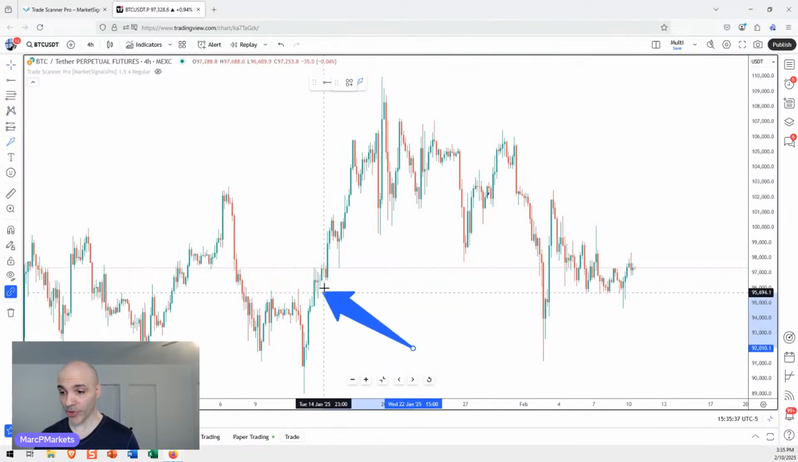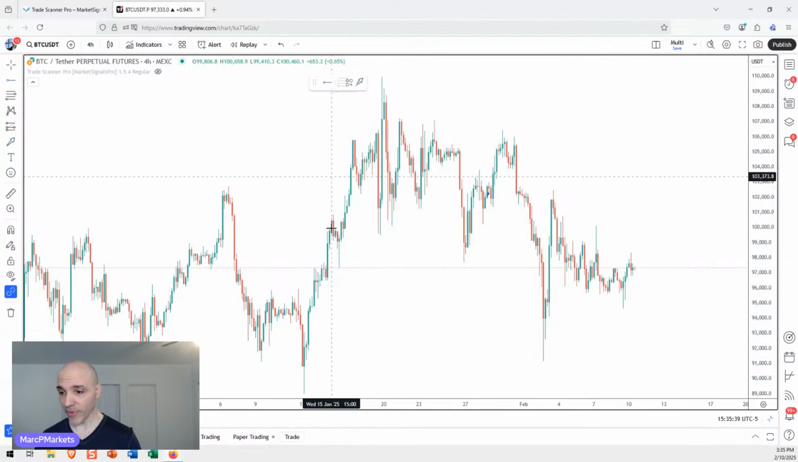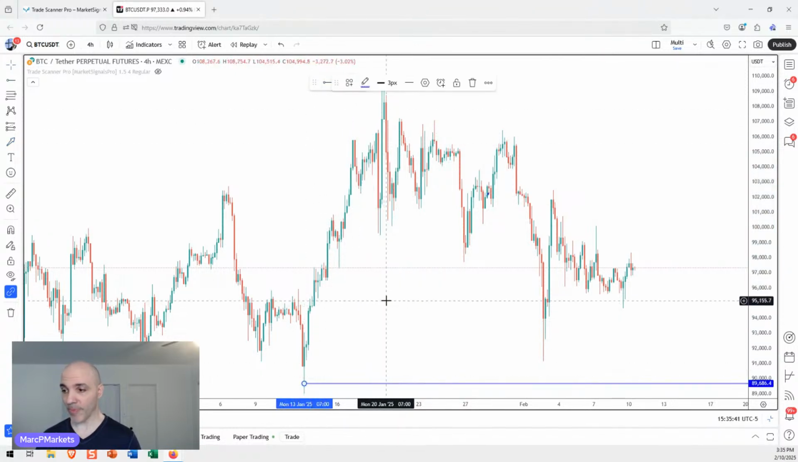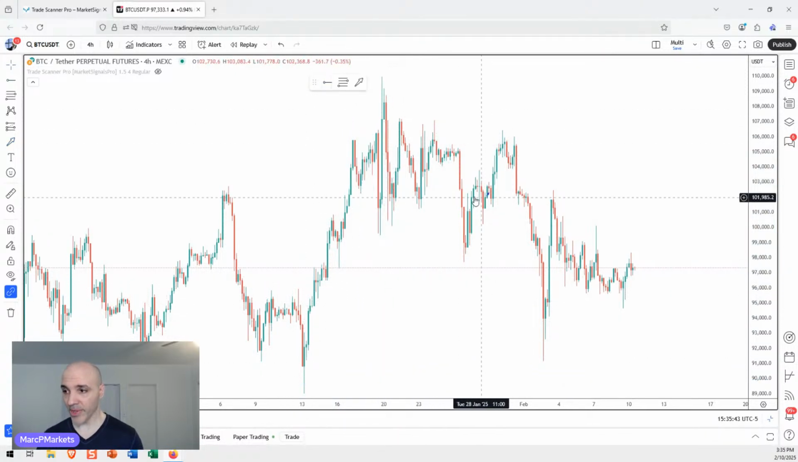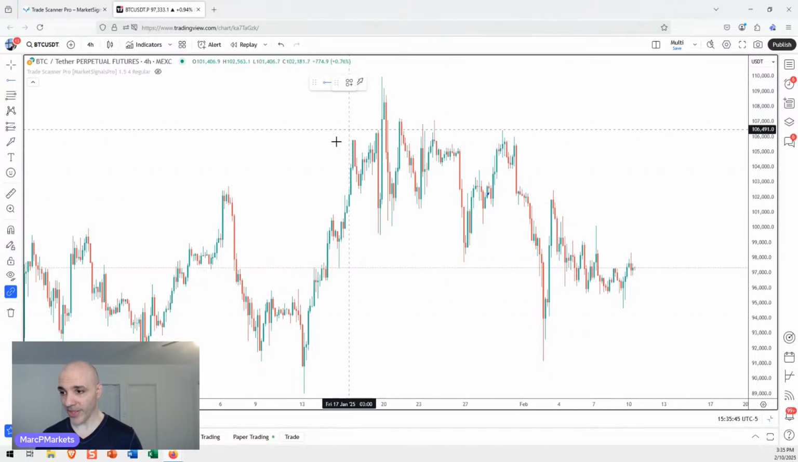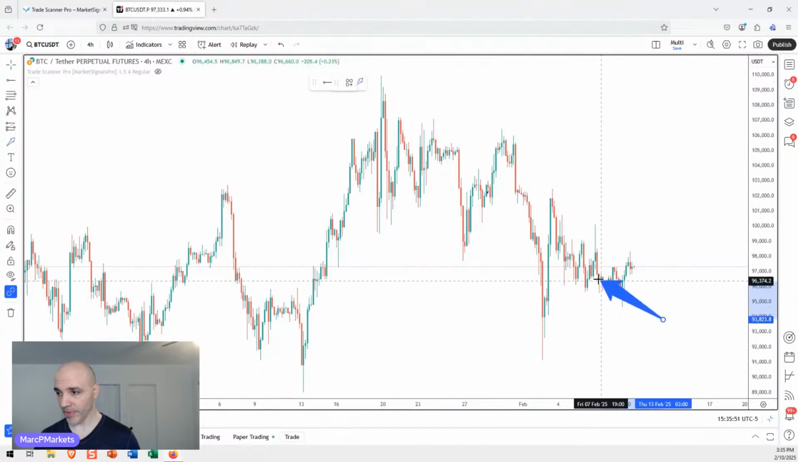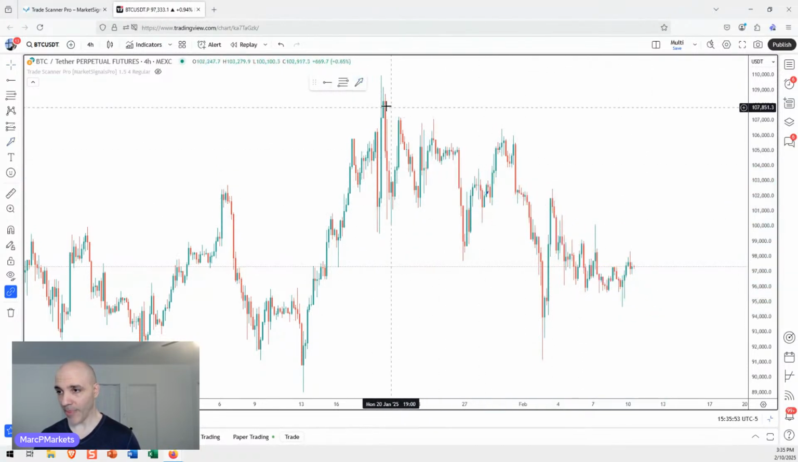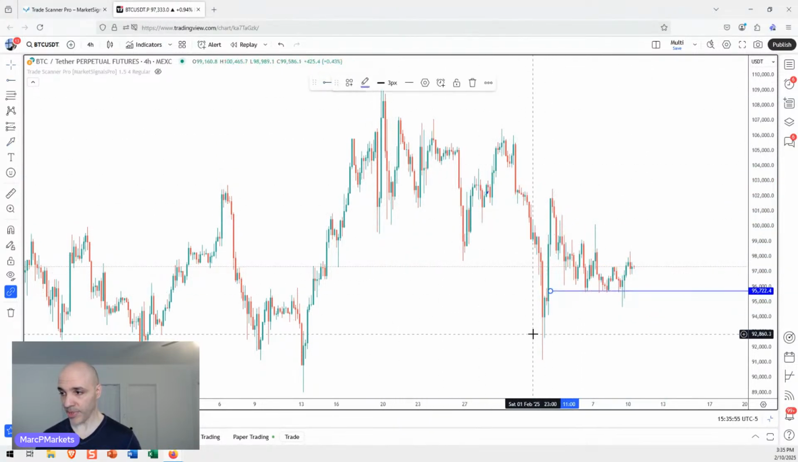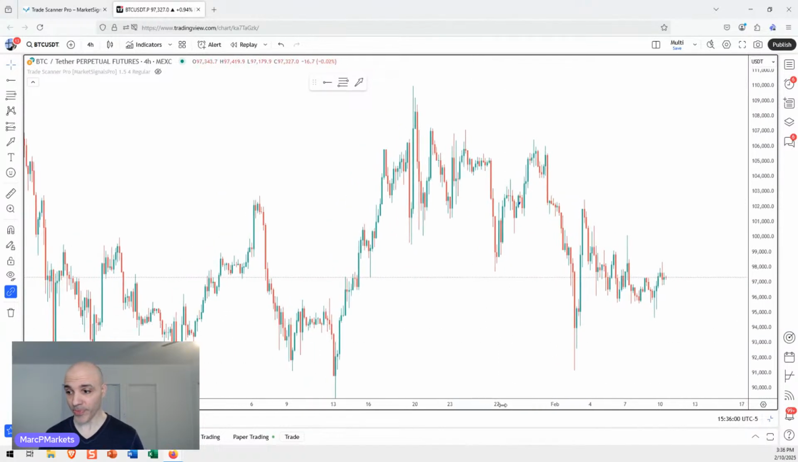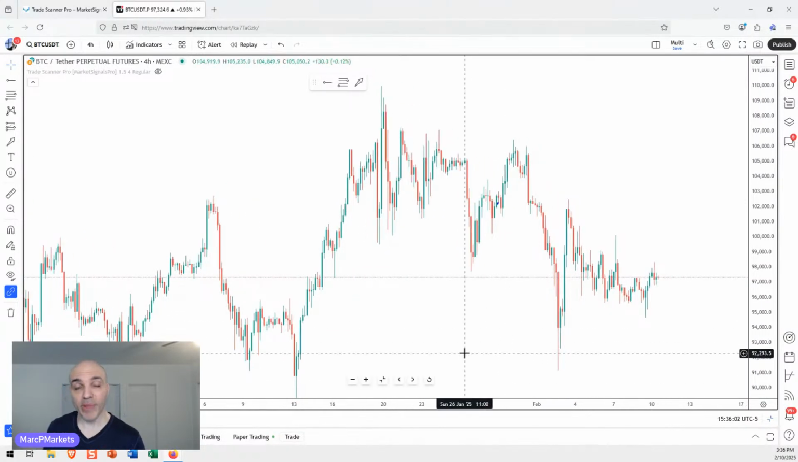Because remember, this structure here is bullish, and we never broke the low. We never went below that low, right? So it's hard to argue that this entire structure is bearish. We can argue that this more recent structure is bearish, but the problem is we're not getting lower lows. If we're not getting lower lows, then it's not exactly bearish. So that can be confusing.